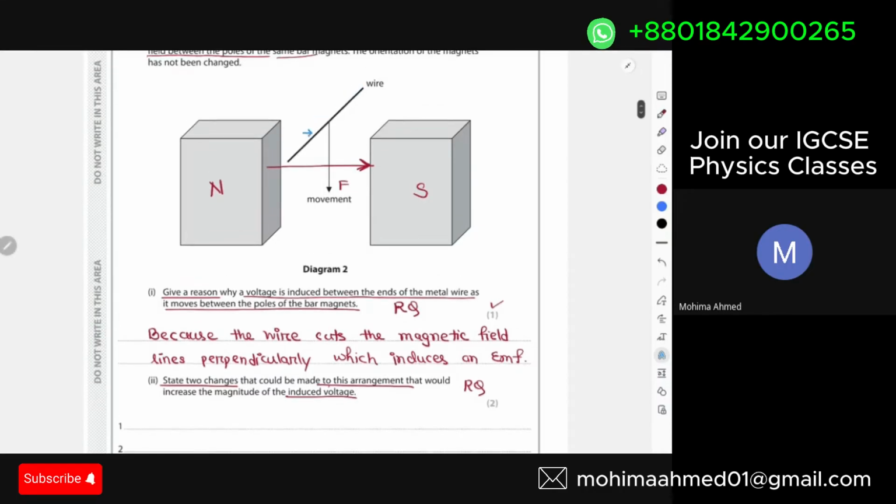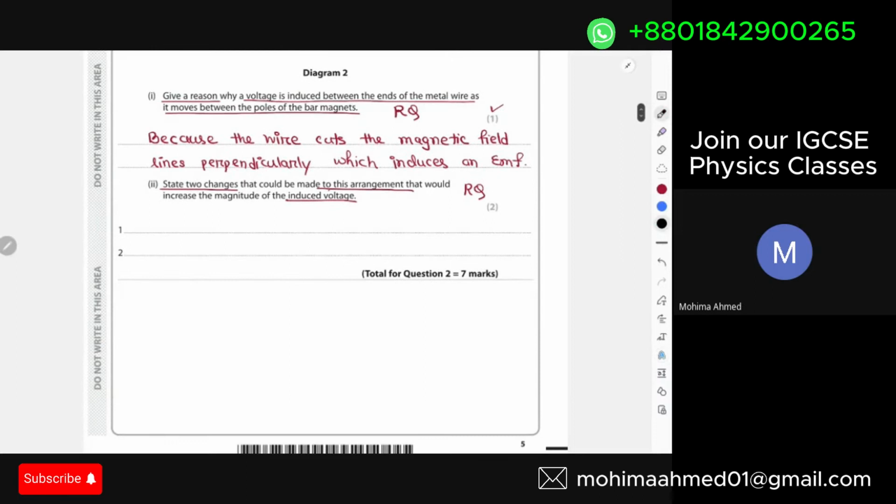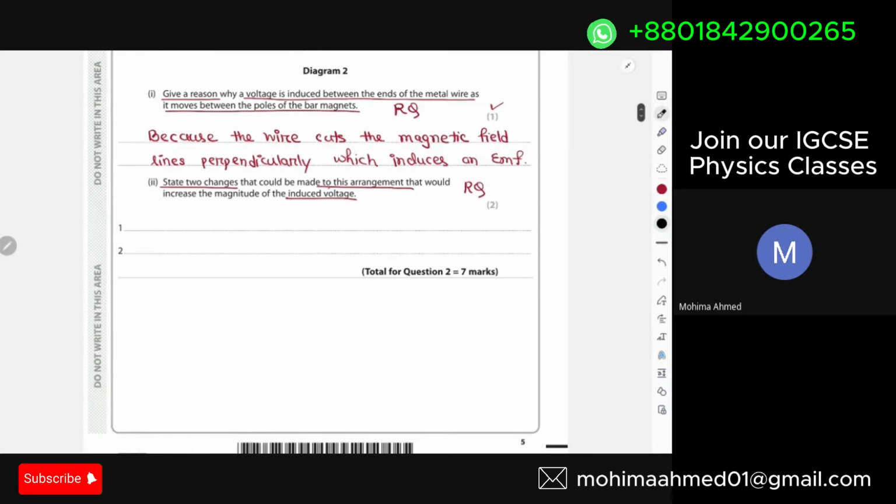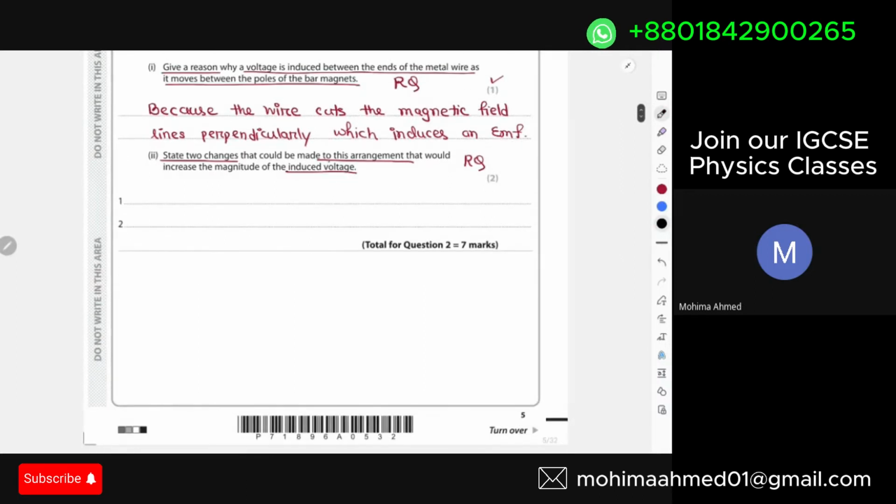instead of using a piece of wire, we could have used a coil, right? Because a coil increases the surface area, that increases the number of cuttings, and eventually the induced voltage over there. So there are a few points that we can write. First one is moving the wire faster. I'll write down all the options so that you can use them in your answers. So move wire faster.